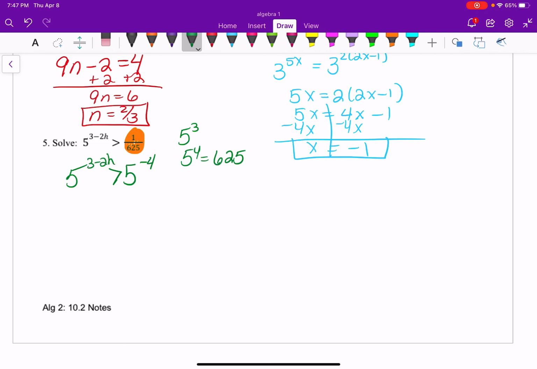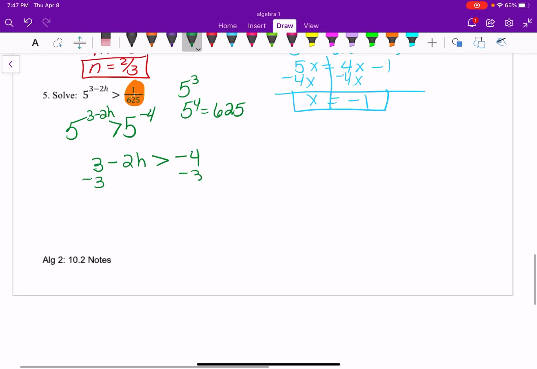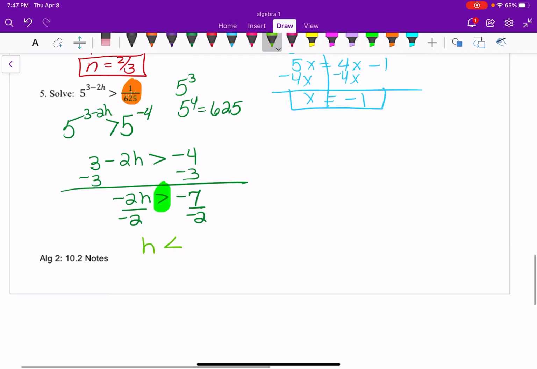Now that we have like bases, we can just set this -3 minus 2h is greater than -4, because if the bases are equal, the same relationship is true of the exponents. Now be careful here. I'm going to subtract 3 from both sides. -2h is greater than -7. I'm going to divide both sides by -2. Remember, if we divide or multiply both sides of an inequality by a negative, we have to flip the sign. So this has to flip. And so really it becomes h is less than 3.5 or 7 over 2. So don't forget to flip your sign because we divide by a negative.